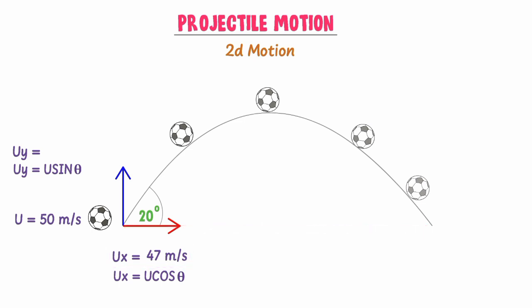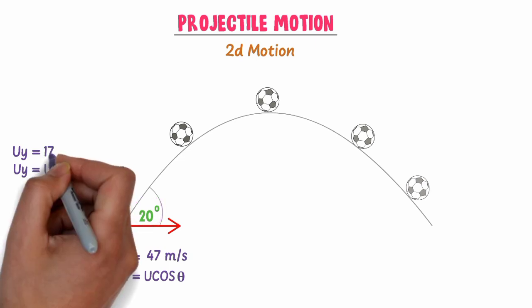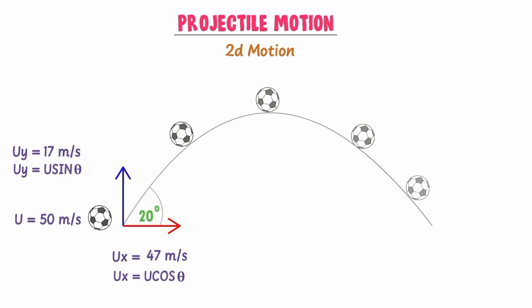Similarly, in the case of uy, put the value of u and theta. We get uy = 17 meters per second. Thus, the initial velocity of the ball in y direction is uy = 17 meters per second.